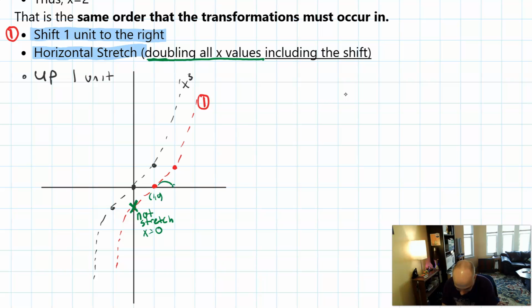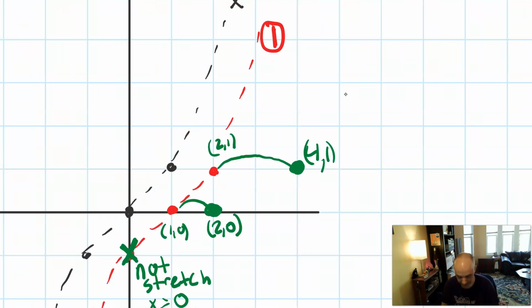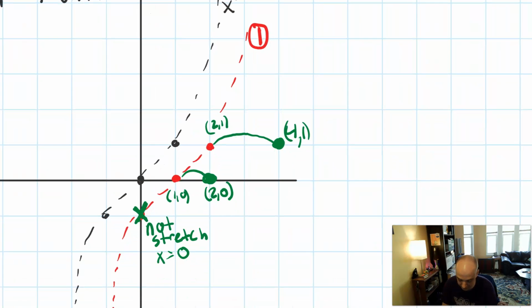Every other point is going to have its x value doubled, which means that the point 1, 0 is going to move to 2, 0. And the point 2, 1 will move to the coordinate 4, 1. The y coordinates here are not yet changing. And then negative 1, 0 will not stretch.